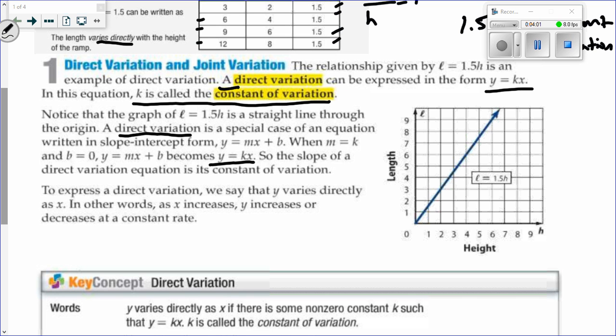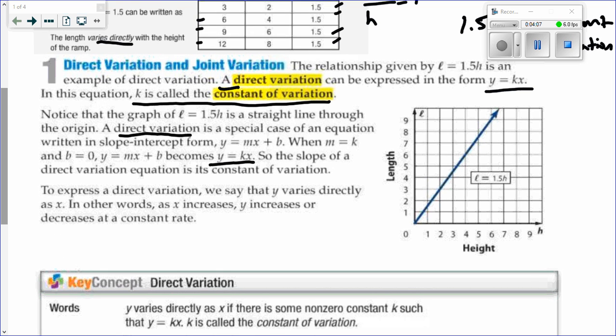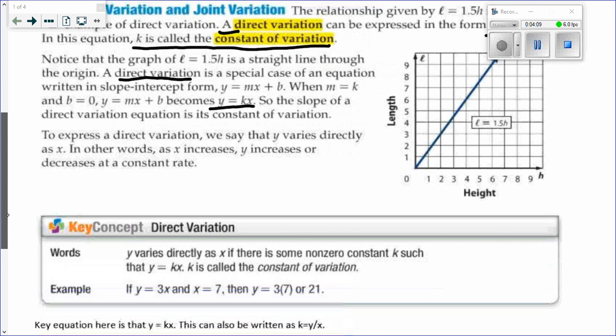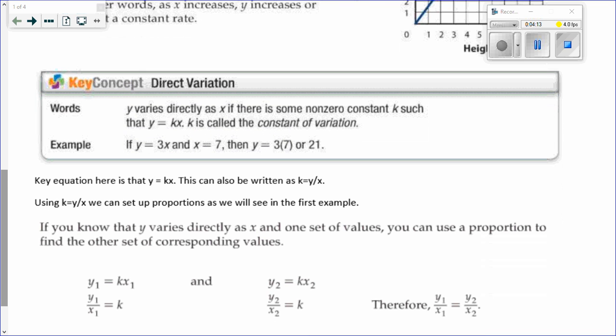So the key concept here, direct variation: y varies directly as x if there is some non-zero constant k such that y equals kx. So our direct variation, y equals kx, has a constant of variation.